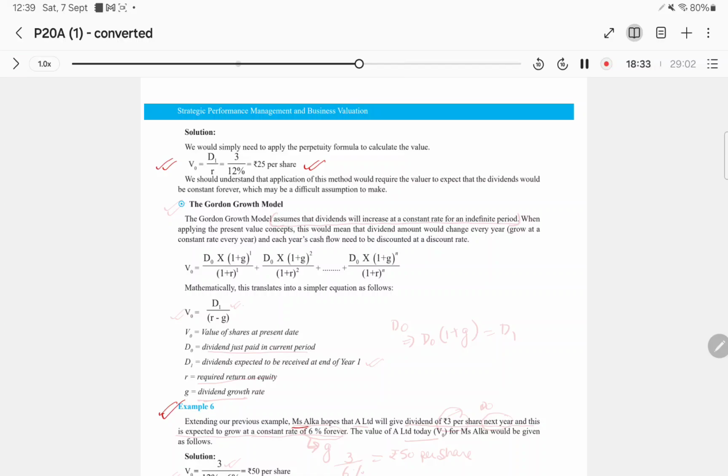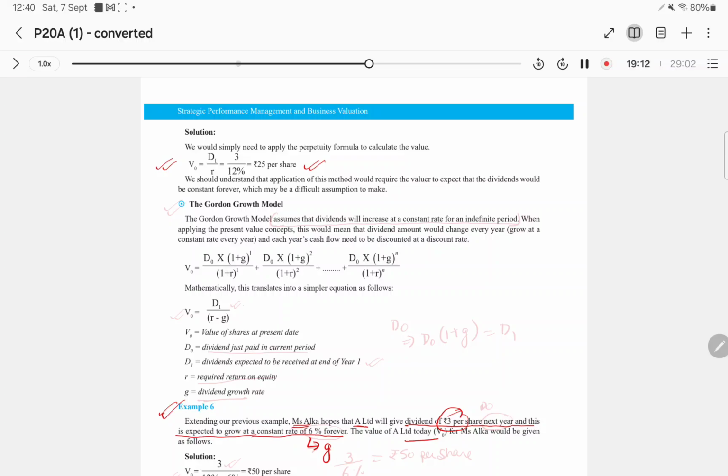Miss Alka, who is a shareholder of A Limited, hopes that A Limited will give a dividend of ₹3 per share next year, and this is expected to grow at a constant rate of 6% forever. This means she is expecting a dividend of ₹3, and also a growth of 6% forever. We have to find the value of A Limited today, that is V0.